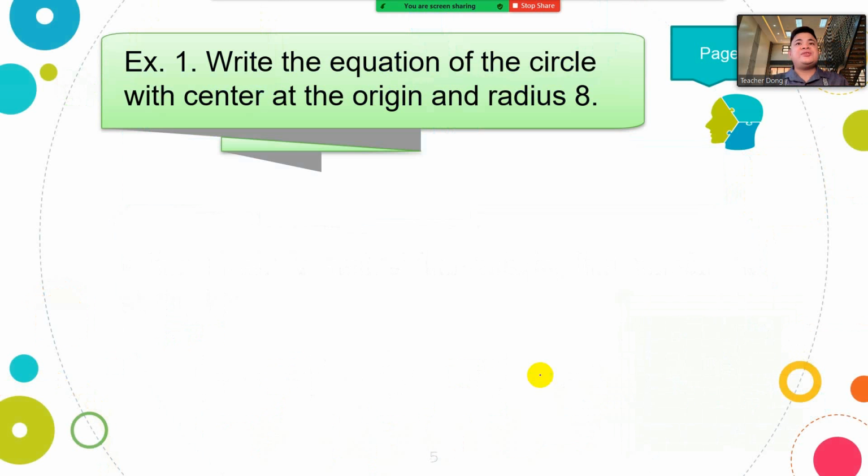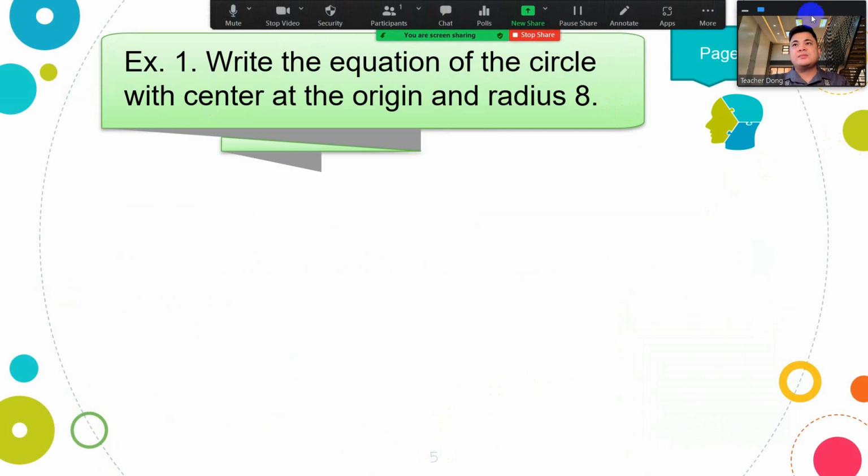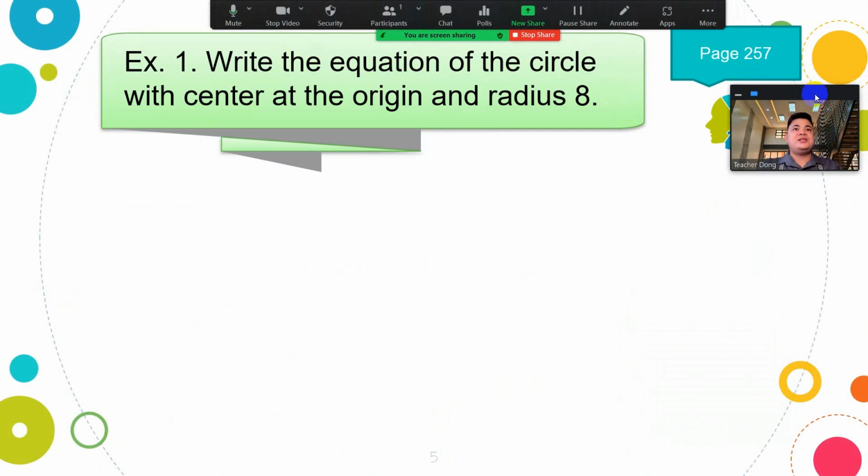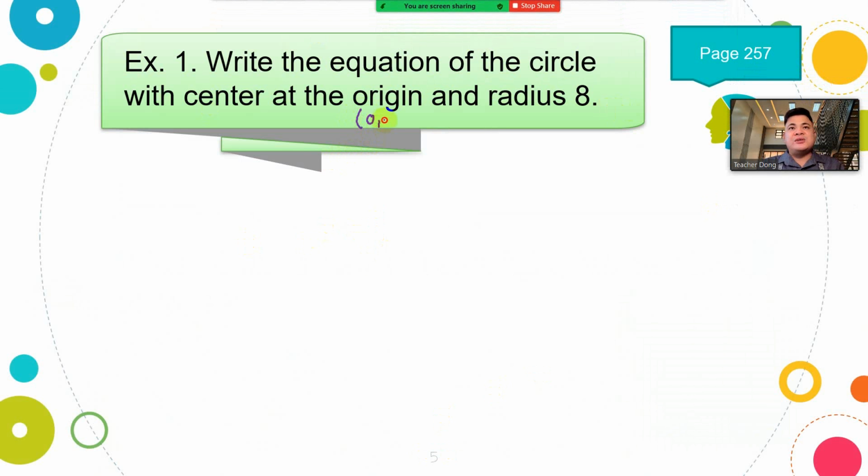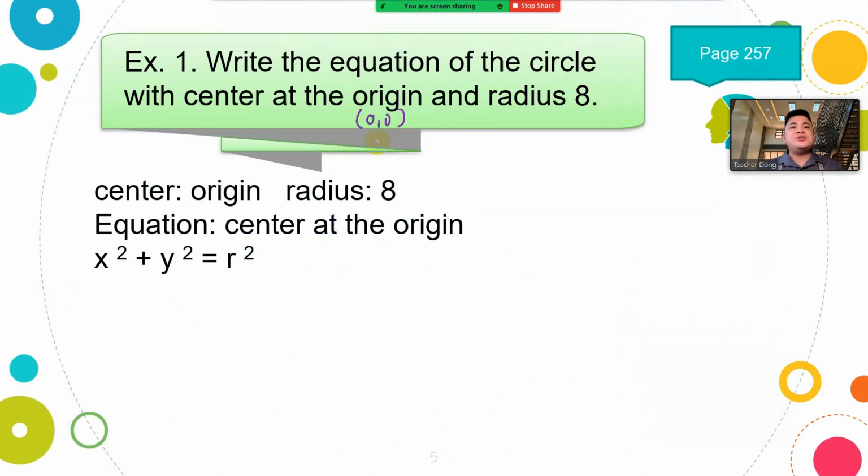Write the equation of a circle with center at the origin, and the radius. So it means if the center is at the origin, it has coordinates of 0 and 0. Okay, so if that's the case, which of the two equations are we going to use? We are going to use the equation wherein the center is at the origin. Now, all we need to do, if the center is at the origin, just substitute the value of the radius, which is 8. So we have now x squared plus y squared equals 8 squared.